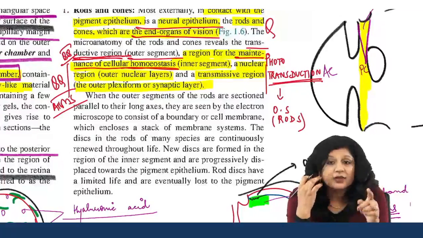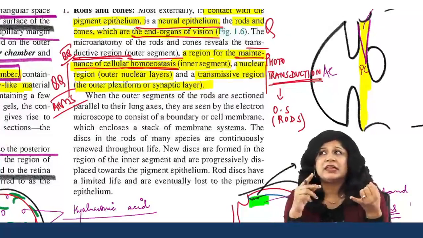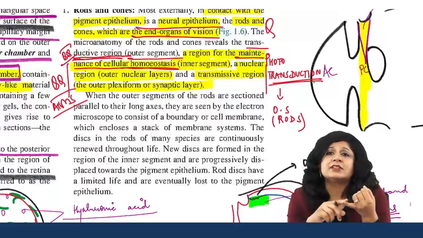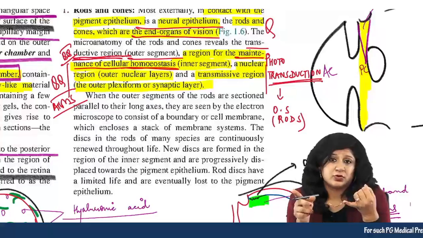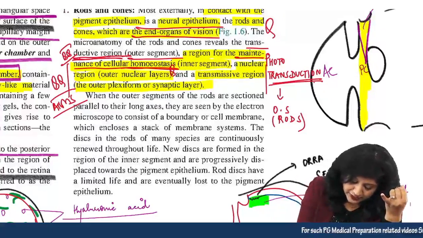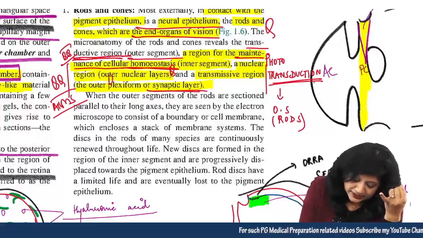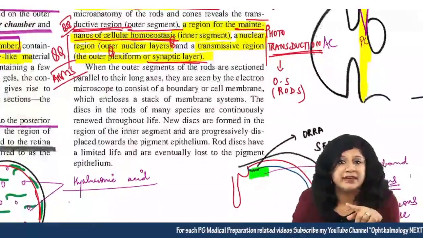So this is a question from 3 to 4 years back: where do you have the nuclei of rods and cones? You have this in the outer nuclear layer. And where do you have the synaptic body? That is in the outer plexiform layer, right?